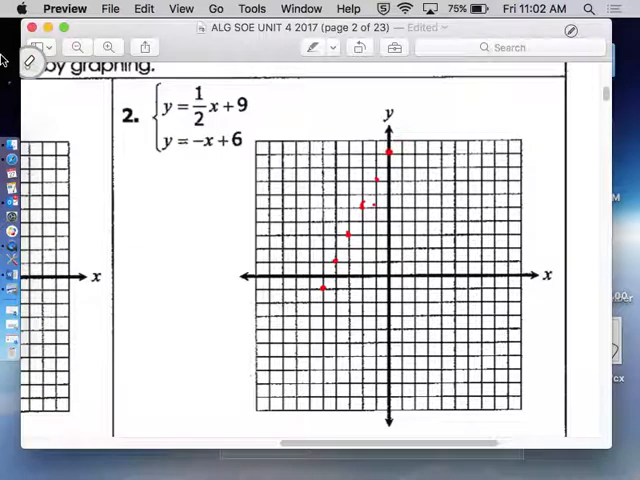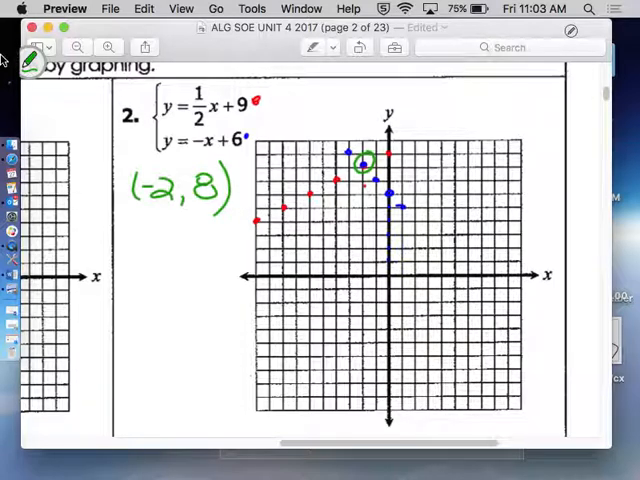Oh, I graphed it backwards. Wait, hold on. Okay, let me start that one over again. I'm starting at positive 9, and my slope is down 1/2. Okay, and then that's the first line, and let me graph the second line in blue. I start at positive 6, and my slope is -1. So I can see here's my intersection point. My intersection point is the point (-2, 8). (-2, 8) serves as the solution to that system.